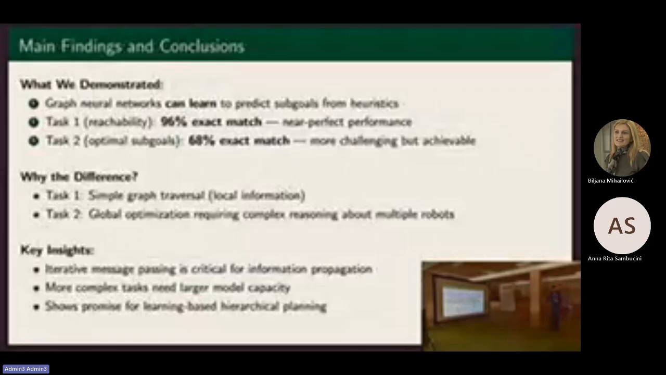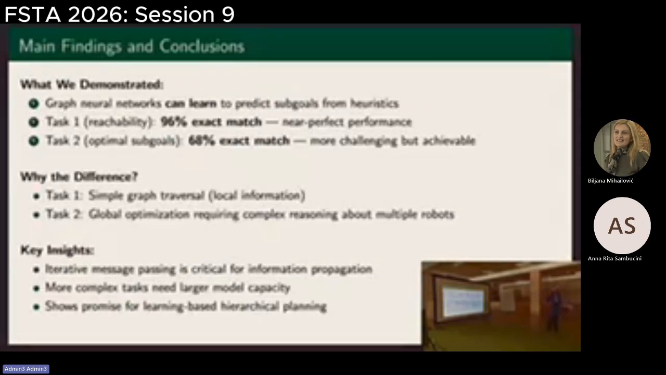Okay, so what did we demonstrate? Like I said, part of this work was to sanity check whether graph neural networks can learn to predict subgoals from manually designed heuristics. So yeah, that did work. The first task is quite easy. It was really easy for the model to predict. The second task, not so much. We only got 68%.